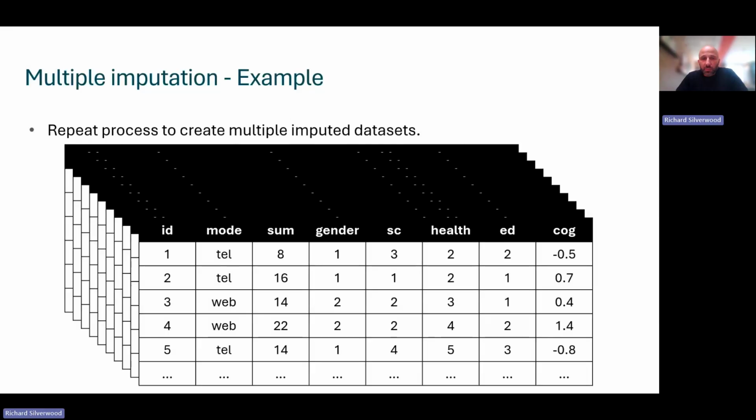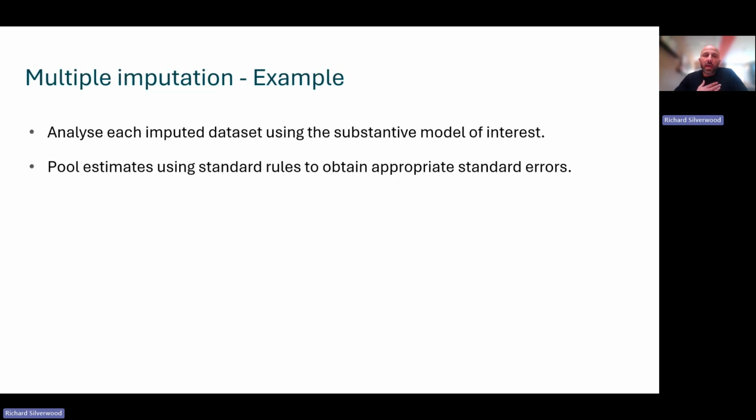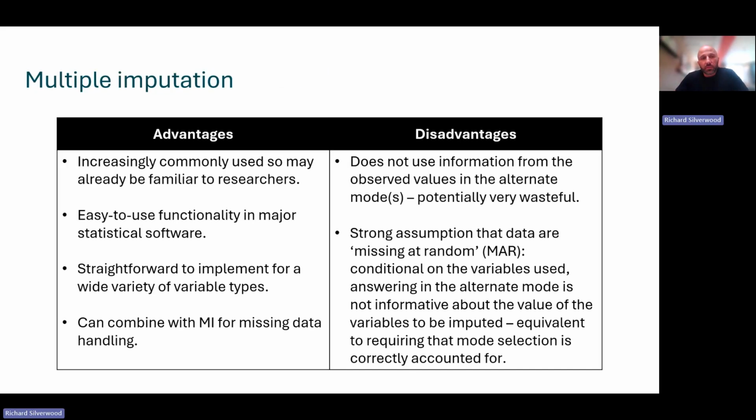As I say, we do this multiple times, so we impute multiple data sets, each likely to have somewhat different values imputed for the sum score variable for our telephone respondents. We analyze each of those imputed data sets using the substantive model of interest, so estimating our descriptive statistics, associations, or causal effects that we're interested in, and pool these using standard rules to obtain appropriate standard errors. So, as I say, these are very standard methods in applied research, but here we're using them for a slightly different purpose.